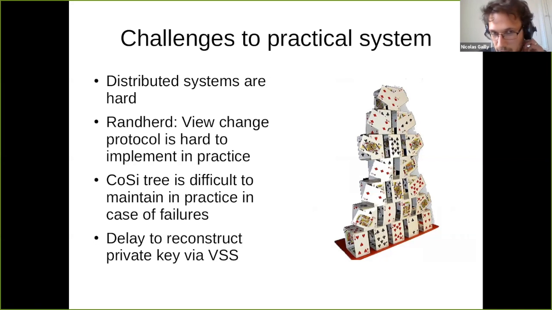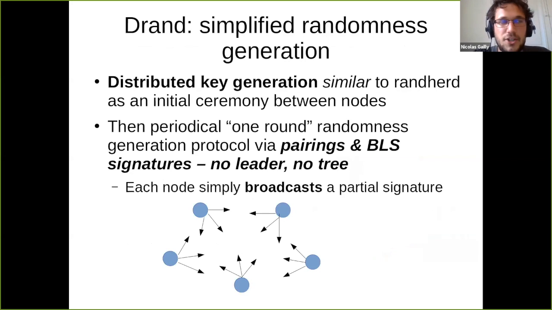And I want to present you another, let's say, a simplification of the randomness protocol that relies on different assumptions, and it's been inspired by Dfinity's network, for those who know what it is. So at the basis of Drand, we have the distributed key generation. I won't go into too much detail because we've been talking about it now in like three talks, I think. But it's similar to RandHerd as an initial ceremony between nodes. The only difference is that we're not doing a publicly verifiable secret sharing, as this gives us a point on a curve. We are really doing a verifiable secret sharing, but every node is doing this one.